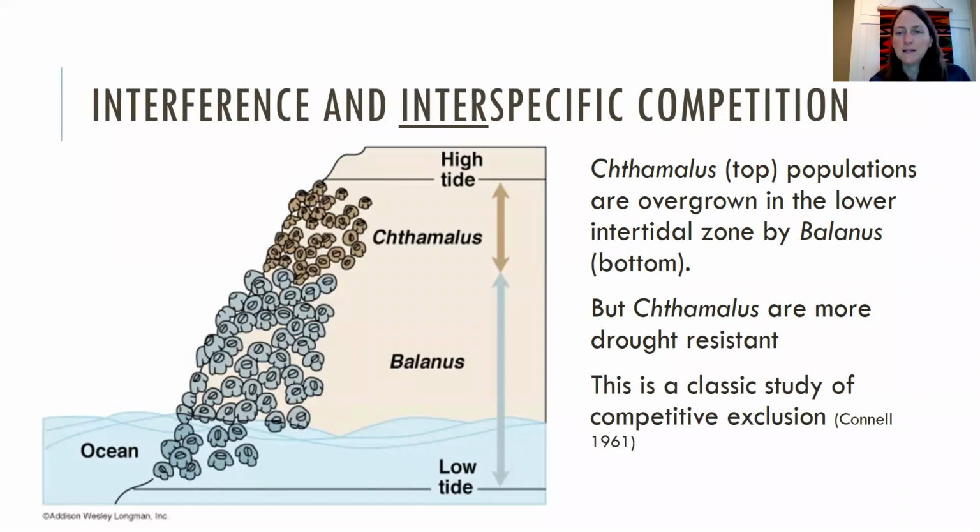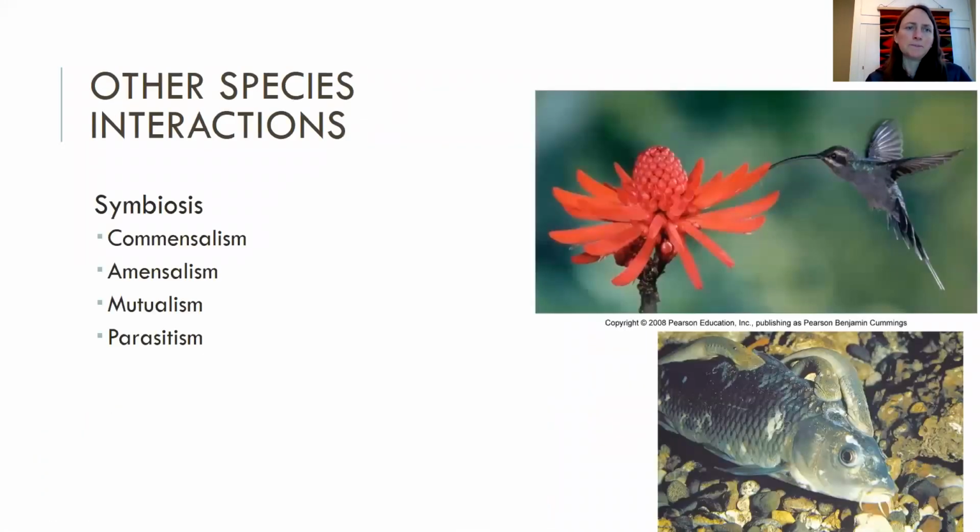This is a classic study of competitive exclusion by a guy named Connell, who I think we lost this year or last year, unfortunately, kind of a classic ecology study. All right, so some other species interactions, just real briefly. These are all types of symbiosis, living together.